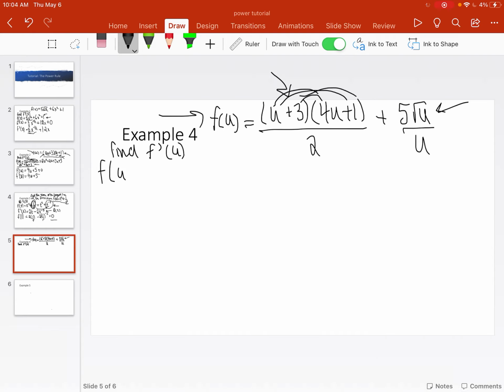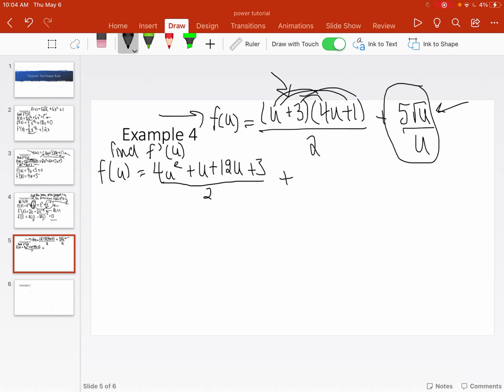So let's do that. Let's write f of u. F of u, when we distribute this out, is 4u squared plus u plus 12u plus 3, all over 2. And if you look at the second term, we can actually simplify this as well. Going back to your exponent rules and exponent laws, you can see there's a cancellation. This will just come out to negative 1/2.